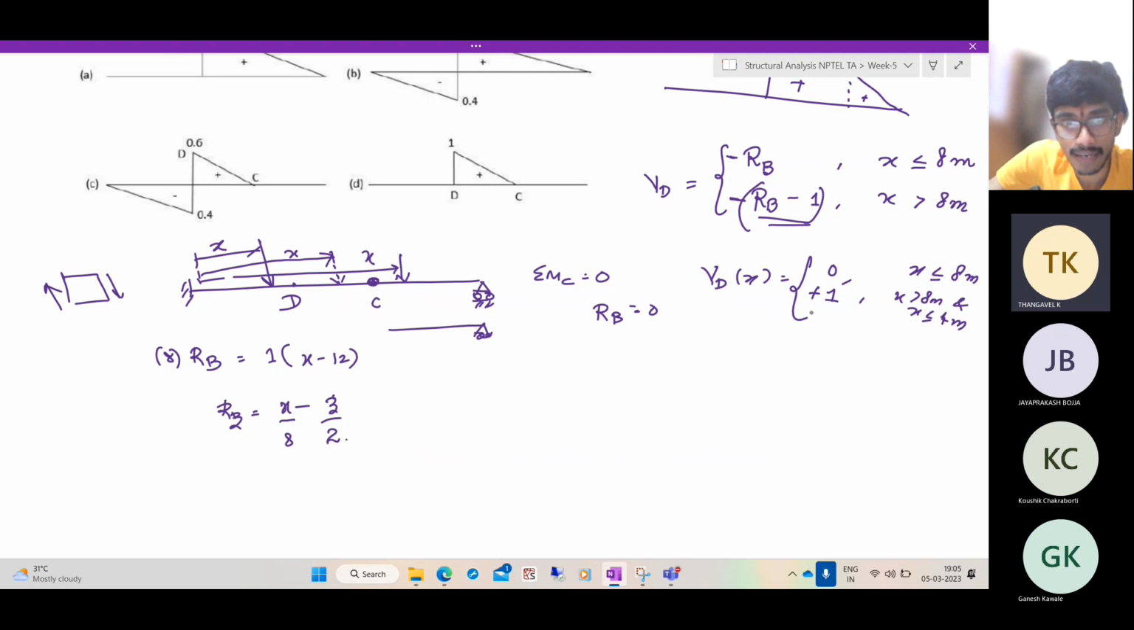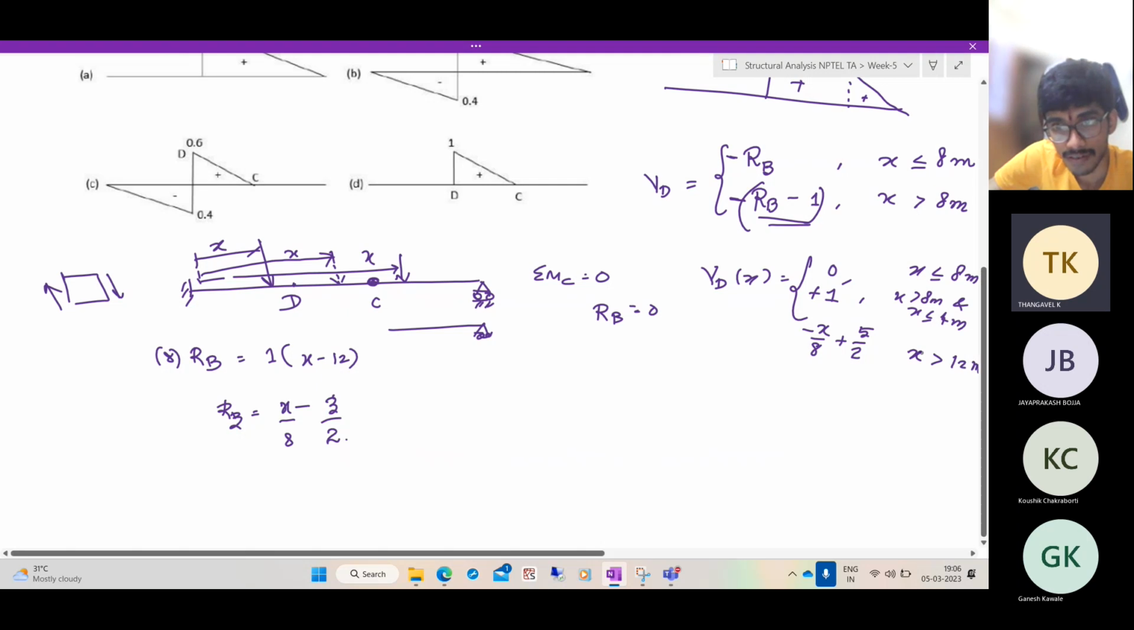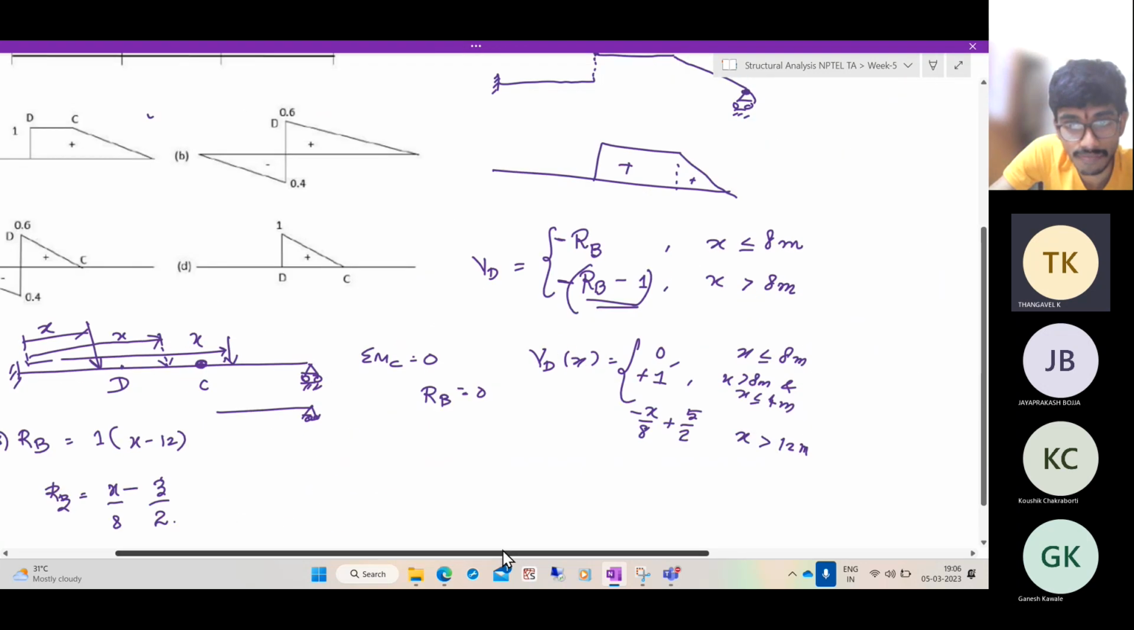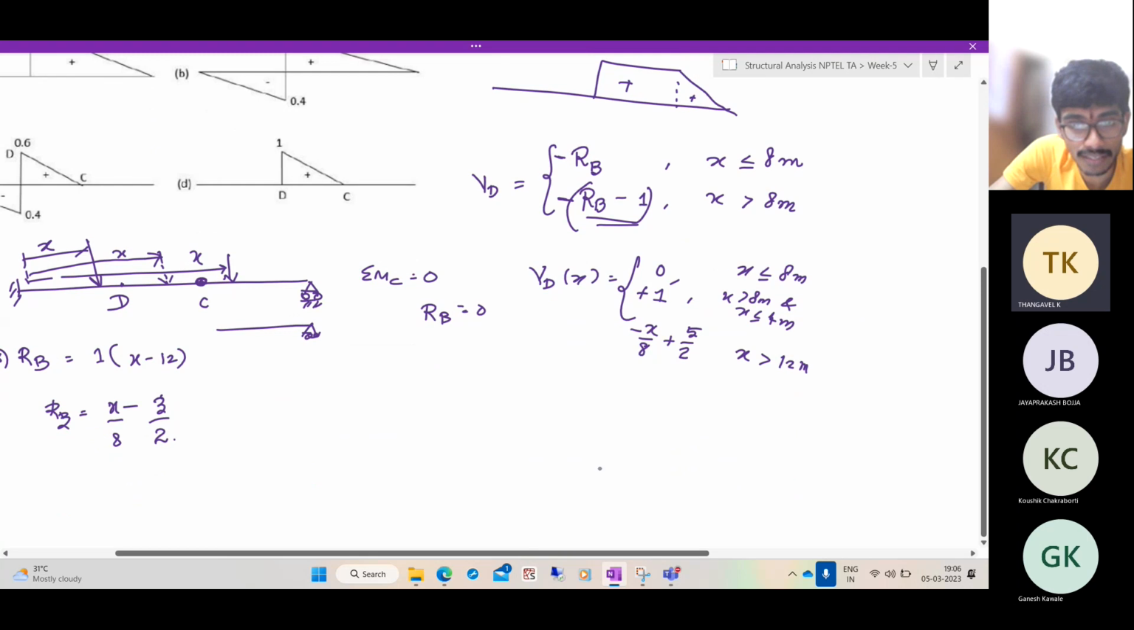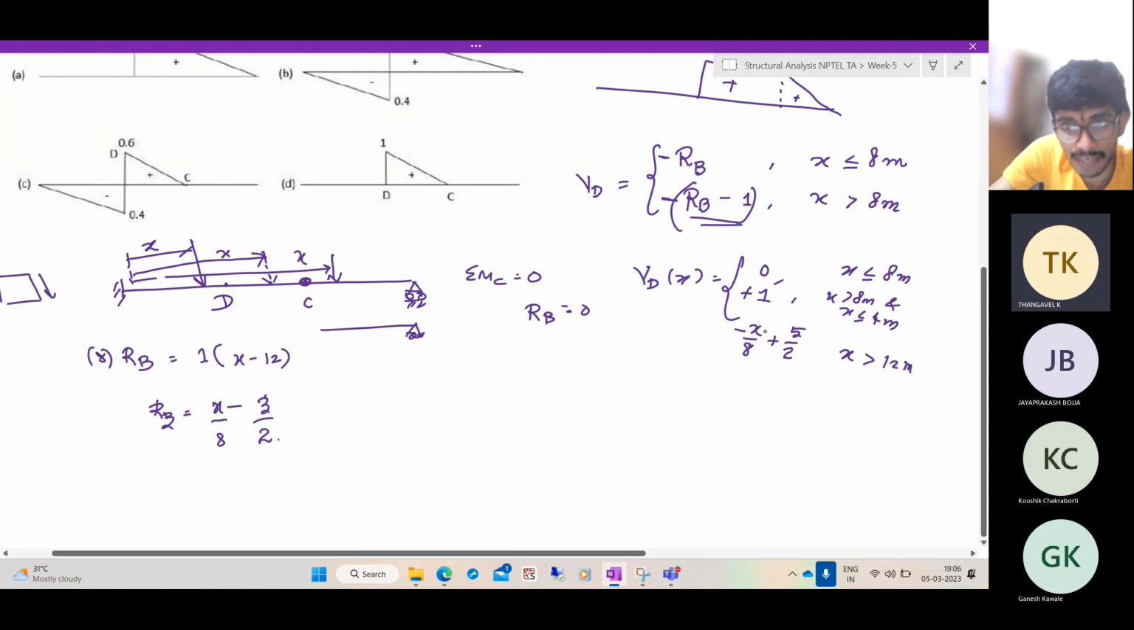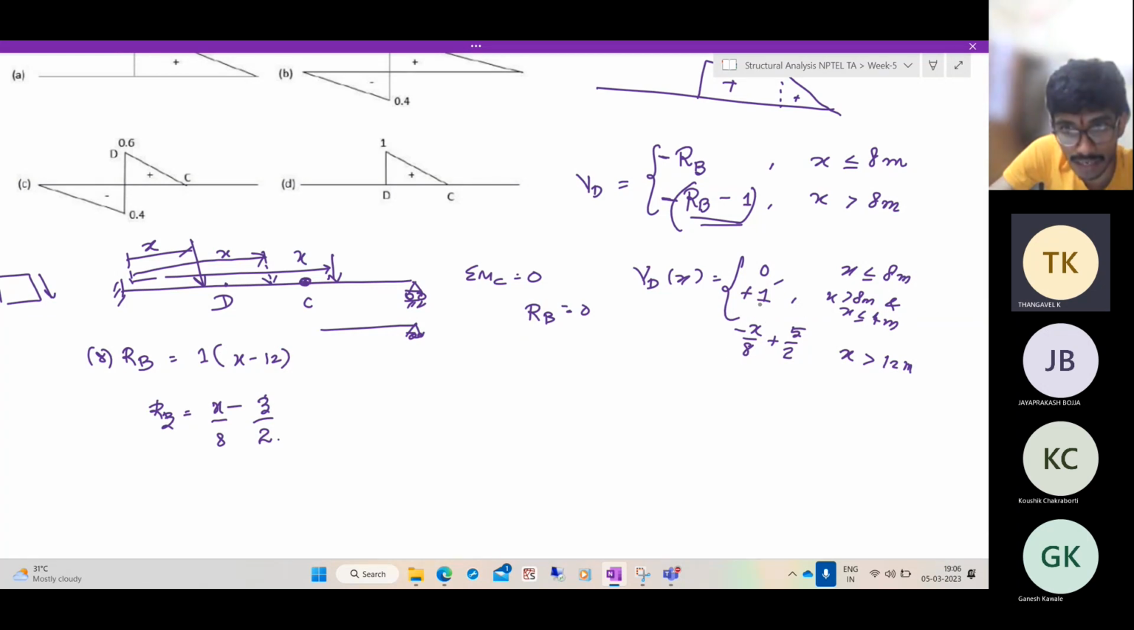So here in this case, what is B of D? It is minus 1, and there's a minus overall. So I'll get minus X by 8 plus 5 by 2 when X is greater than 12 meters. If you substitute the values in this, you will see that at X equal to 12 meters, you get minus 12 by 8 plus 5 by 2, which is 1. So at the point X equal to 12 meters, it is continuous.